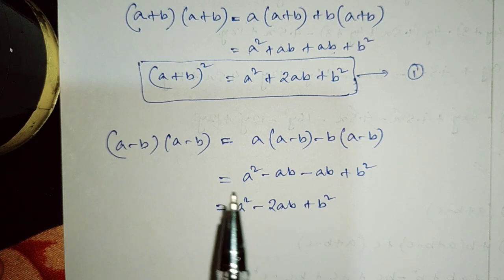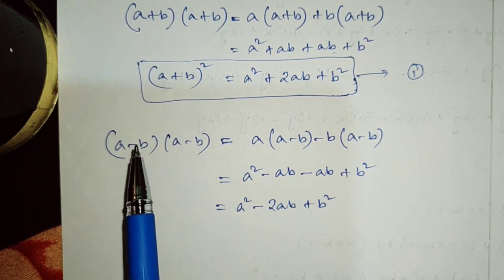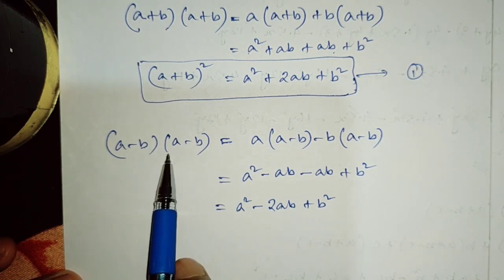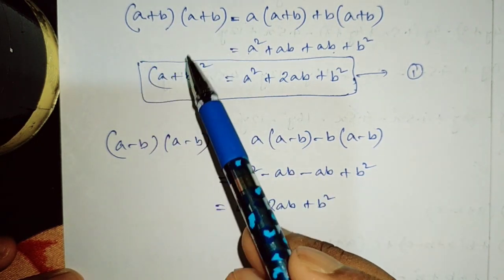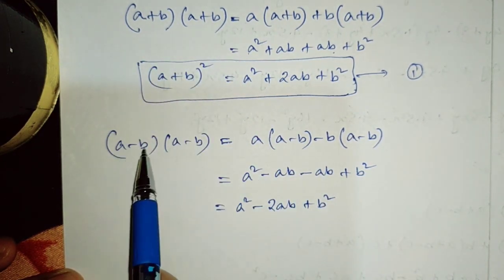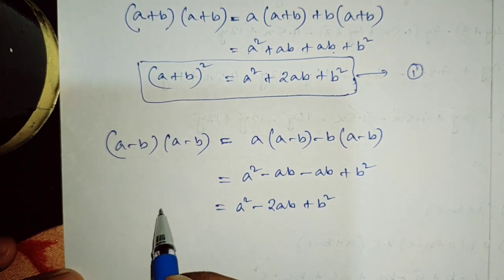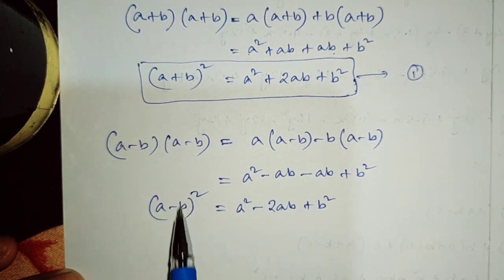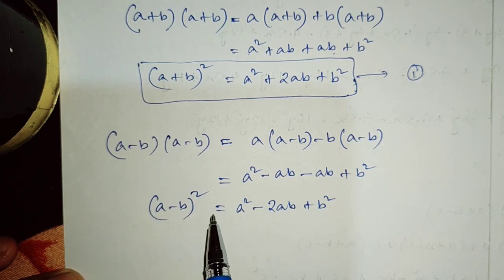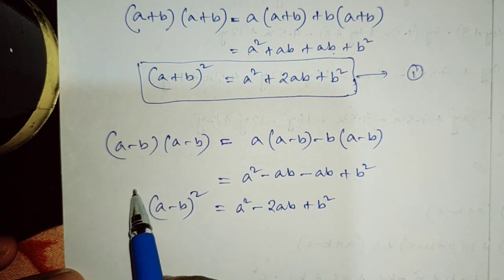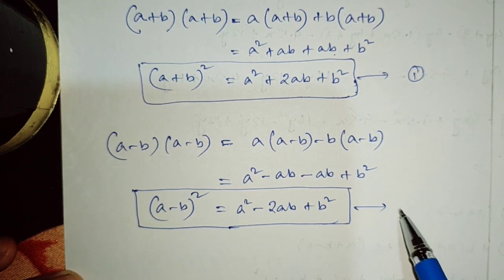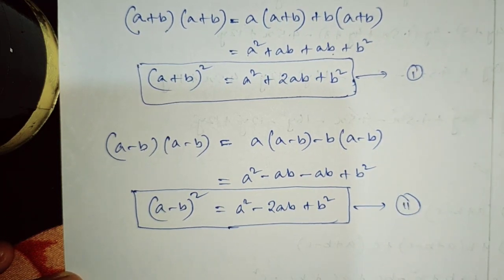Understood? We have just applied the multiplication of a binomial with another binomial, and in this case both the binomials are the same. So like in the previous case, we can write a minus b into a minus b as a minus b whole square. So we have got our identity: a minus b whole square is equal to a square minus 2ab plus b square. We will box it as well as number it as identity number 2.